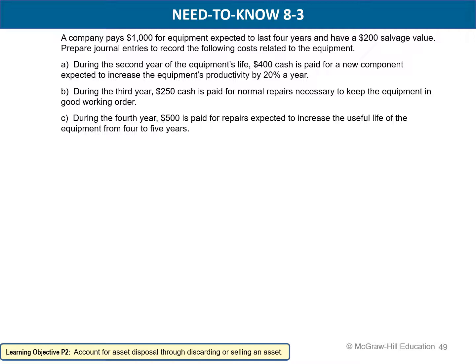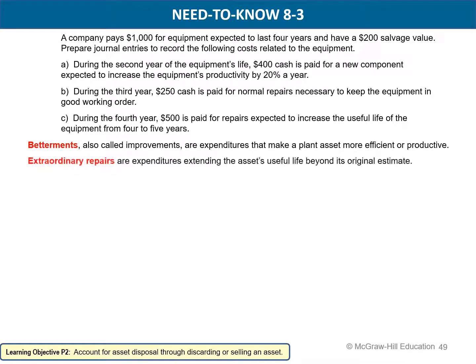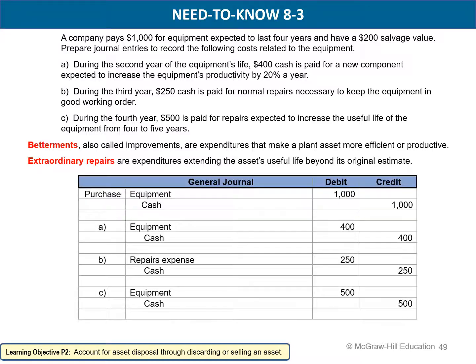All right, let's go through an example. The company pays $1,000 for equipment, expected to last 4 years and have a $200 salvage value. They want us to record the entries for the following costs related to the equipment. In A, during the second year of the equipment's life, $400 cash is paid for a new compartment, expected to increase the equipment's productivity by 20% a year. So we talked about betterments and extraordinary repairs, right? So in the first one, when we purchased it, it's $1,000 to equipment debit and $1,000 credit to cash.